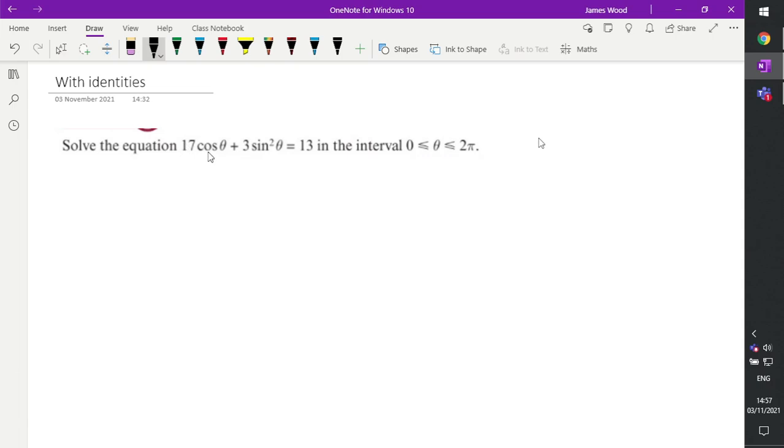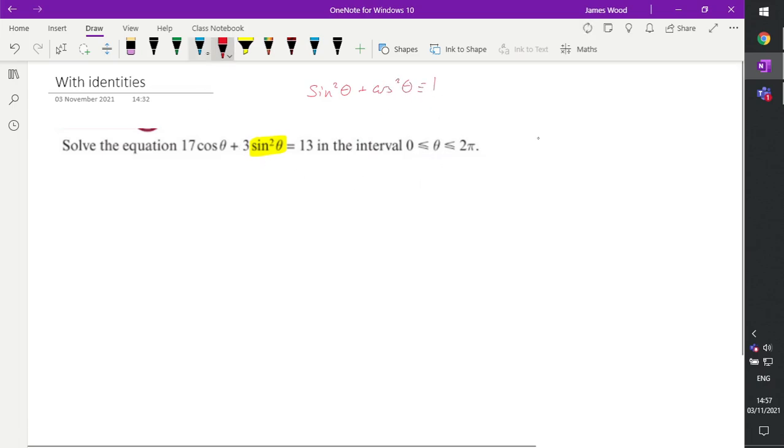So 17 cos theta plus 3 sine squared theta equals 13, and solve it between 0 and 2 pi. So the problem here is I've got sine and cos involved. It needs to just be in terms of one function. So I'm going to change the sine squared using the identity sine squared plus cos squared equals 1. That was one of our trig identities we had before.